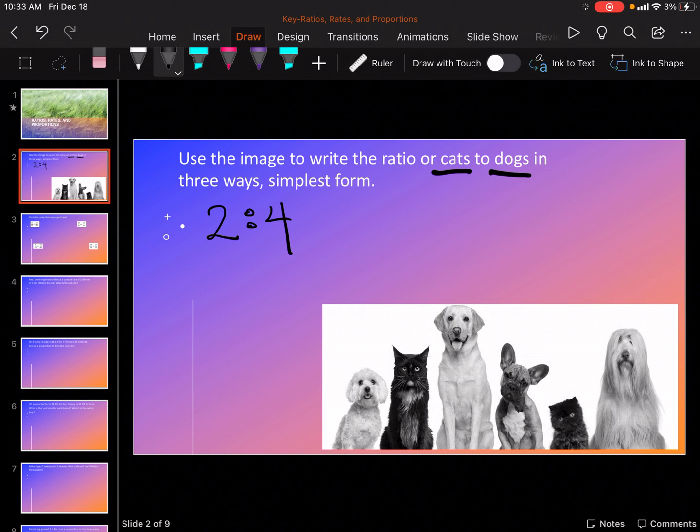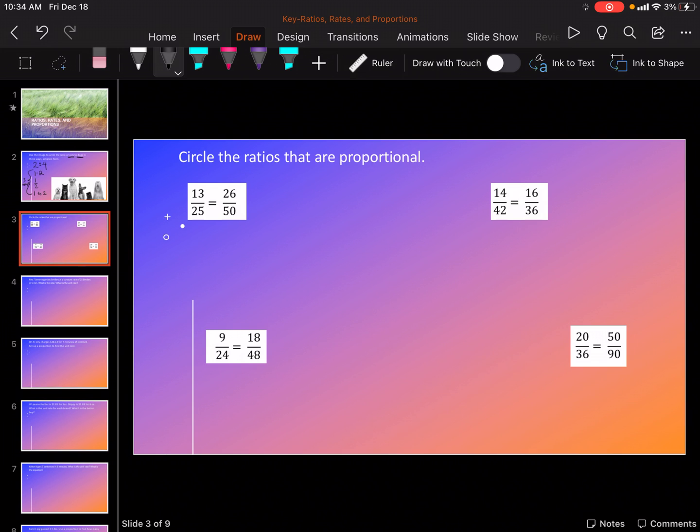When it's 2 to 4, you can simplify that to 1 to 2. There's 3 ways to write a ratio: with the colon, 1 to 2, and 1 and the word 2. These are the 3 ways that you need to write your ratios, and always make sure you simplify. So in this unit, you'll be able to use a calculator.